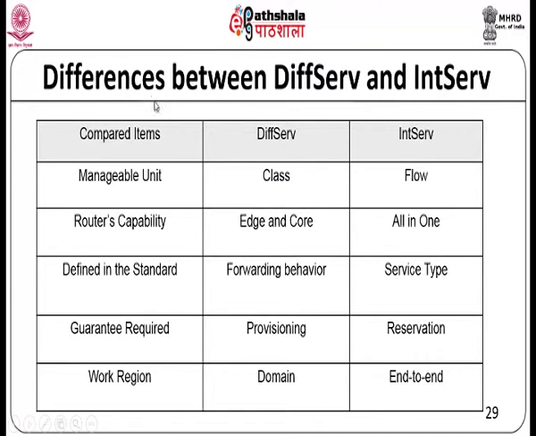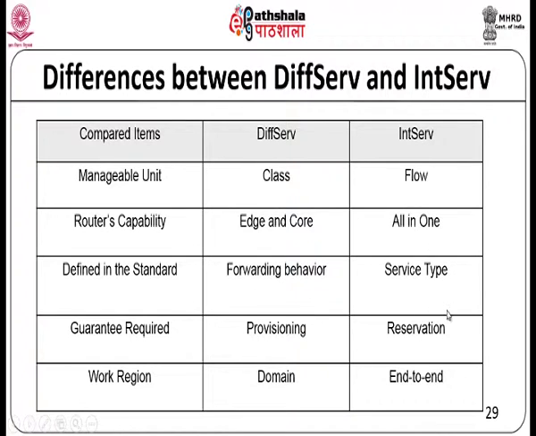Okay. So now that we have looked at diff serve and int serve, a quick comparison of these two. If you look at it in terms of these parameters, if you look at the manageable unit, in diff serve it is classes that are managed, and in int serve it is flows that are managed. It is a flow based one, this is a class based one. And if you look at router capability, diff serve differentiates between edge and core. So edge has a different capability, core has a different capability. In int serve, everything is all in one, all the routers have to do the same functionality. And here what is defined in the standard is the forwarding behavior.